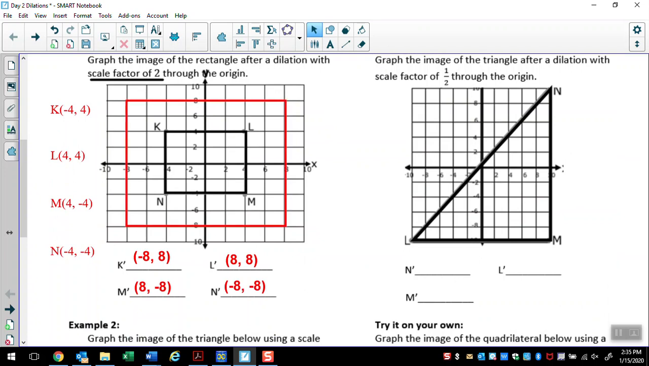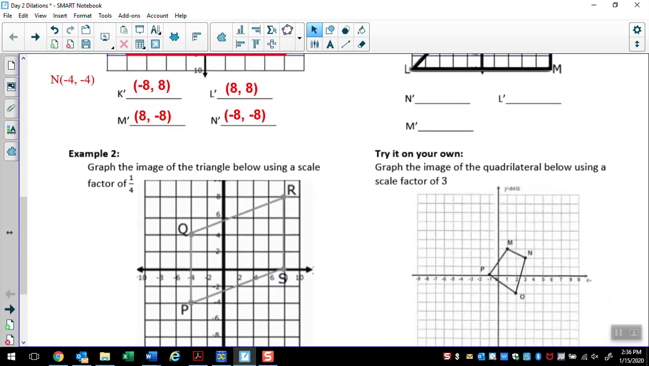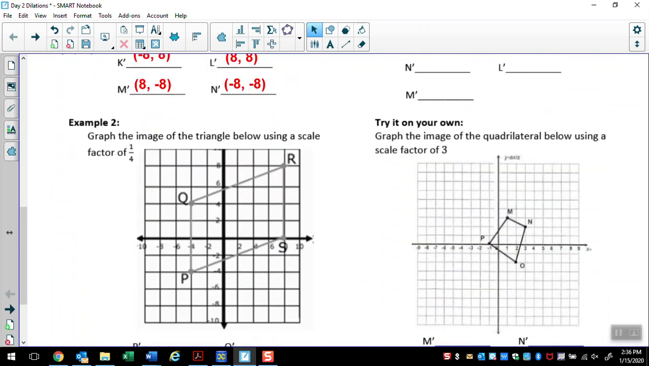And our new rectangle will look like this. So we have made our rectangle larger. Okay? So when we're multiplying by a scale factor of a number that's greater than 1, okay, then it makes it bigger.